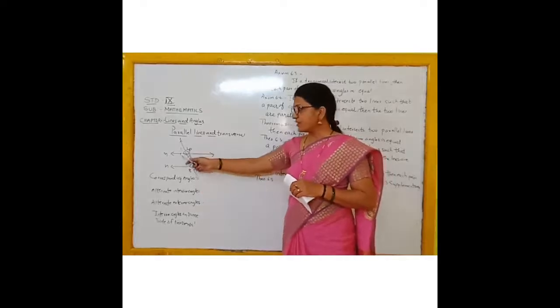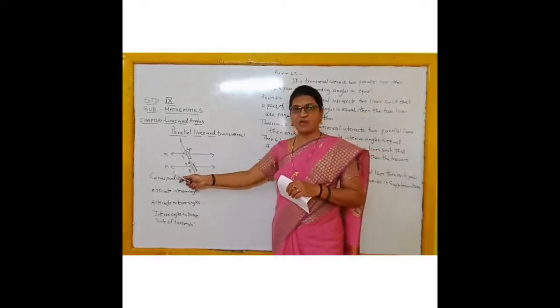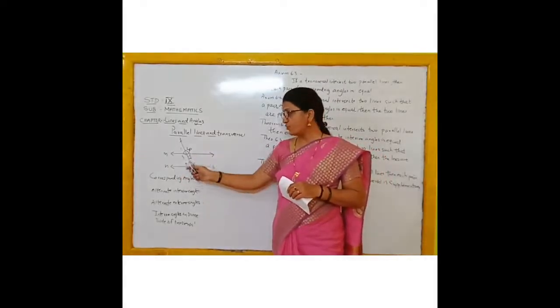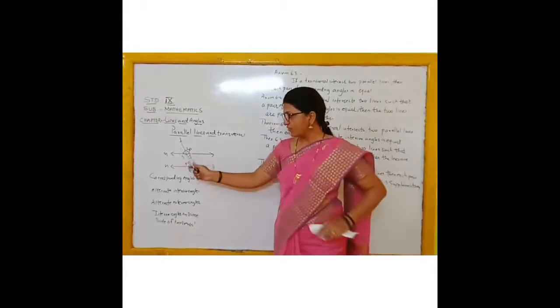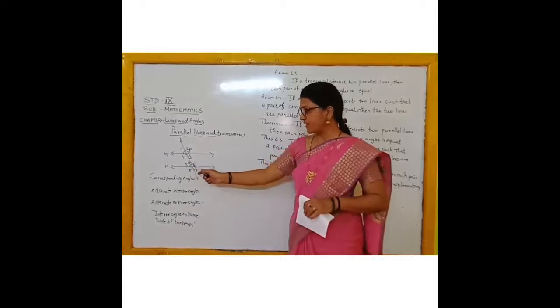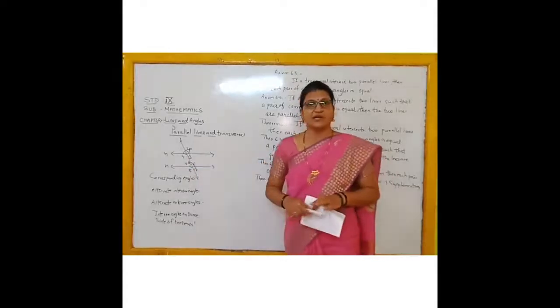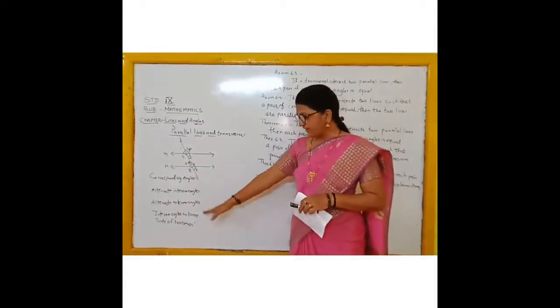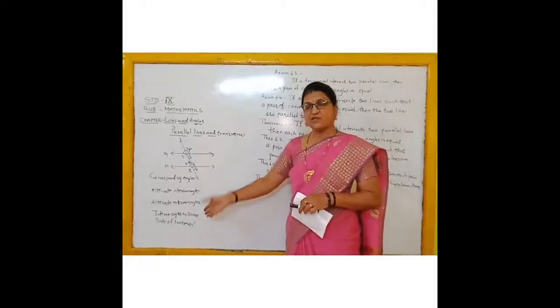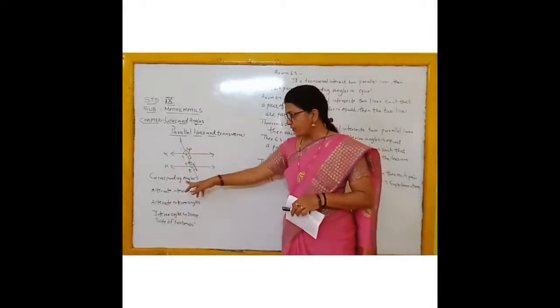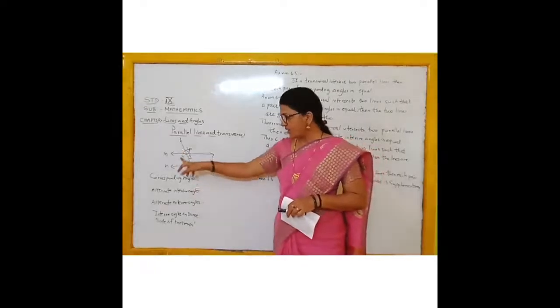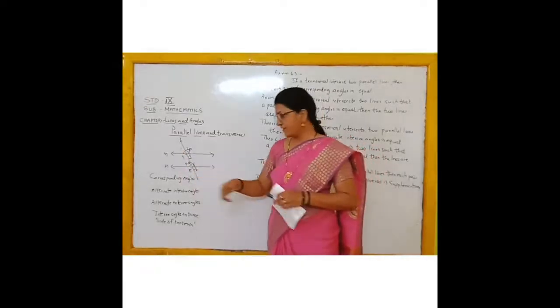Now, if the transversal is intersecting lines M and N in two distinct points P and Q, eight different angles are formed: angle 1, angle 2, angle 3, angle 4, 5, 6, 7, 8. Now, there are different types of angles which you have already studied. Now we will divide them one by one. Corresponding angles. So angle 1, angle 5, this is the first pair.